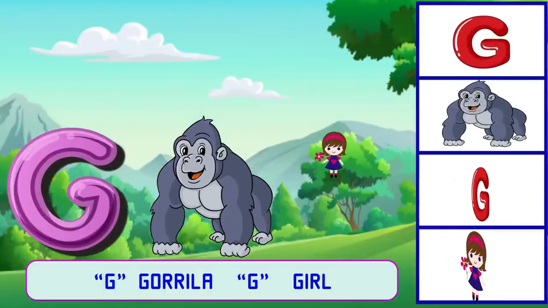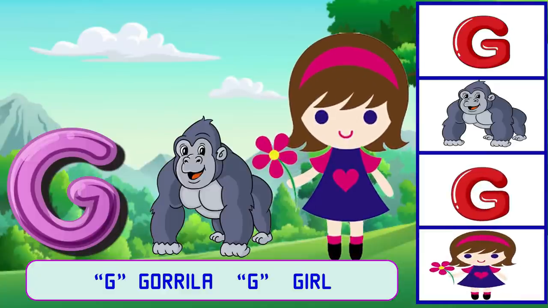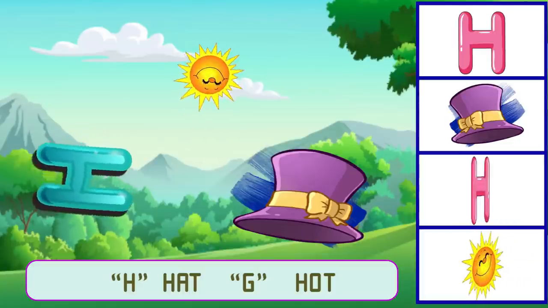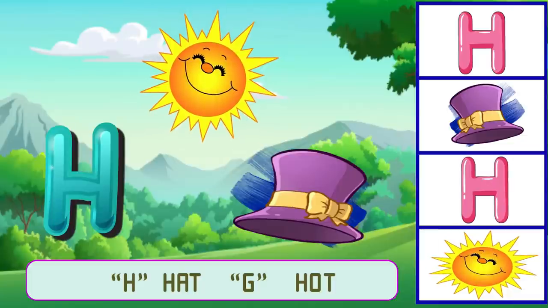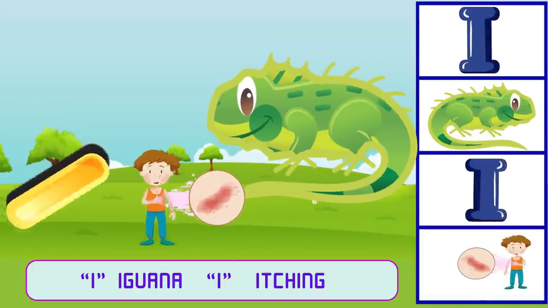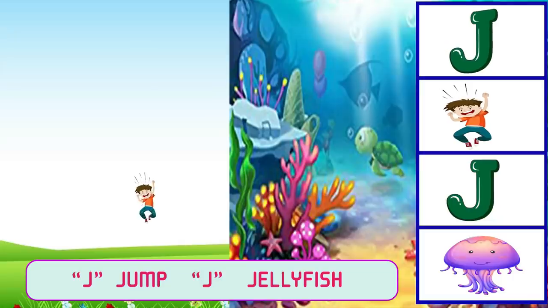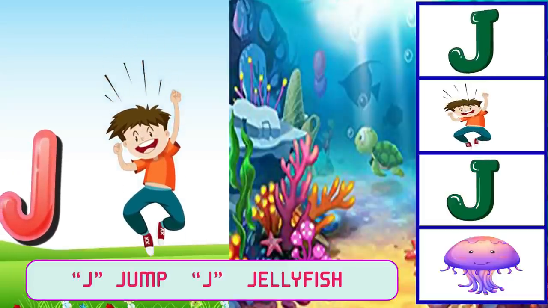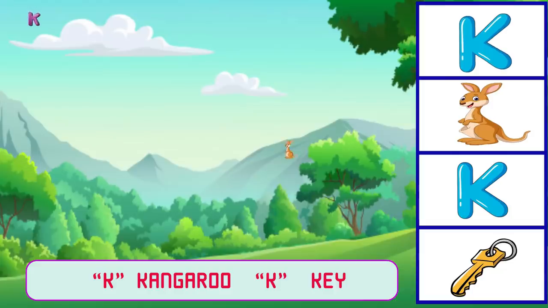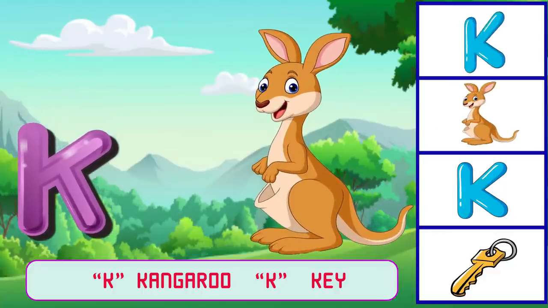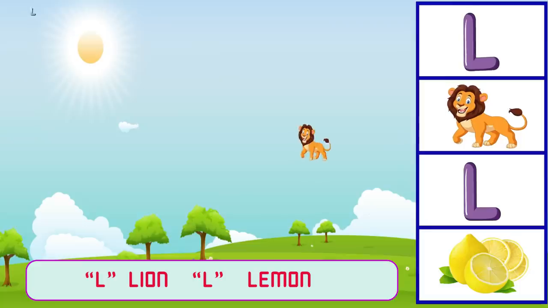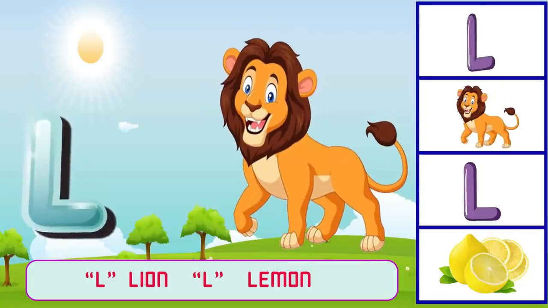G for gorilla. G for goat. H for hat. H for hot. I for iguana. I for itchy. J for jump. J for jellyfish. K for kangaroo. L for lion.